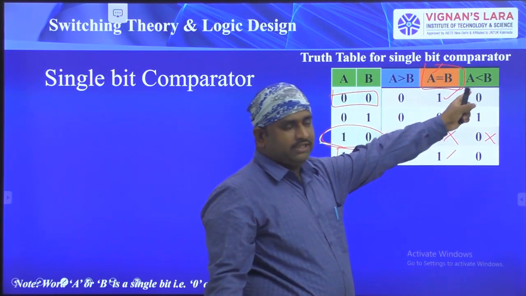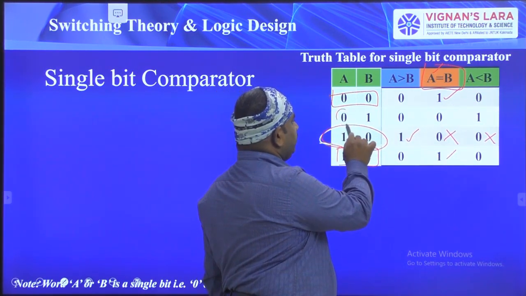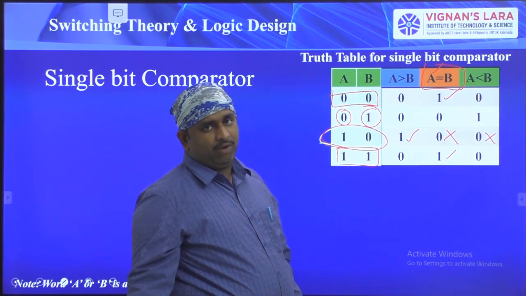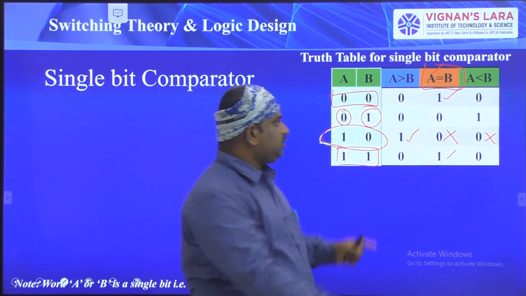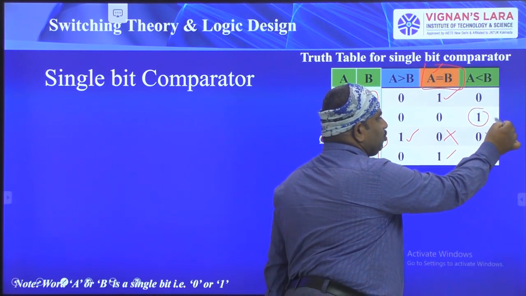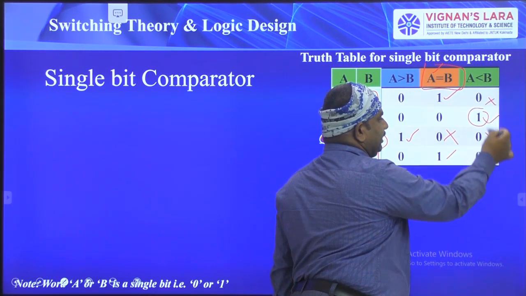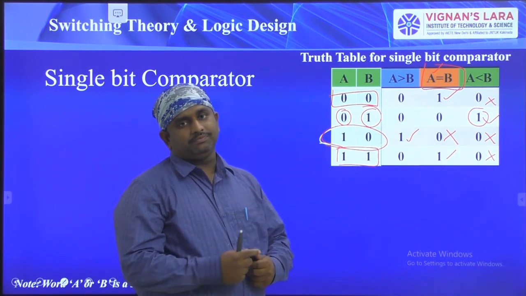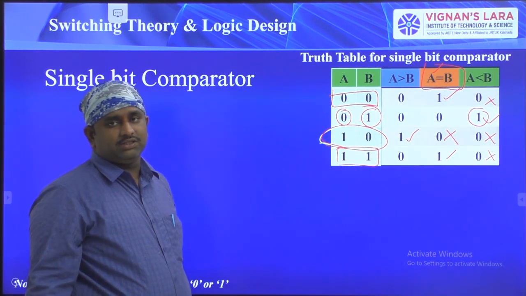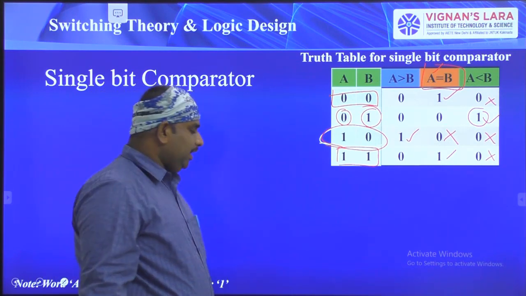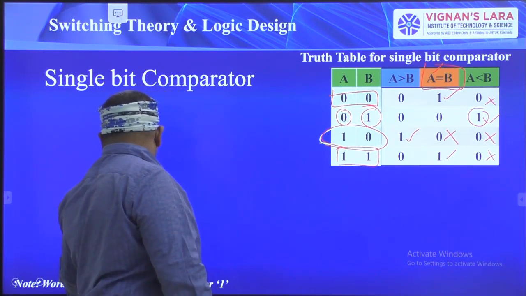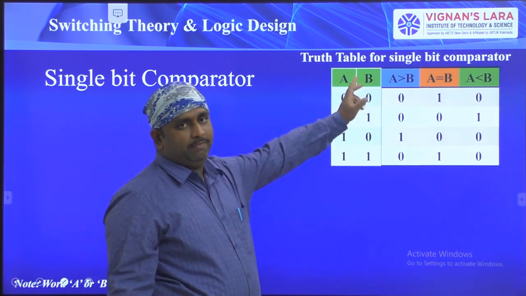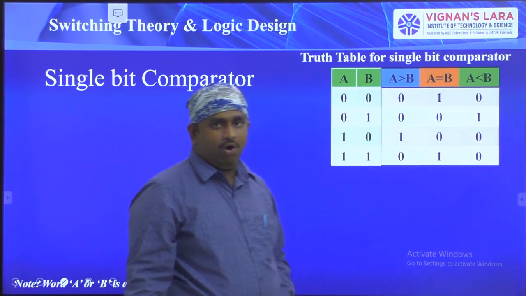And next, coming to A is less than B. A value is 0 and B value is equal to 1. So A is less than B, right? Because B is the bigger value. In this situation, A is less than B is going to be activated and the remaining are deactivated. So these are the comparisons and their outputs for the binary inputs A and B. It's very simple. We are comparing A and B and we have given the outputs.